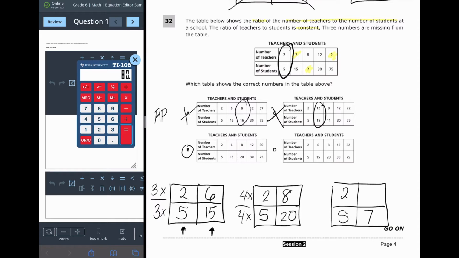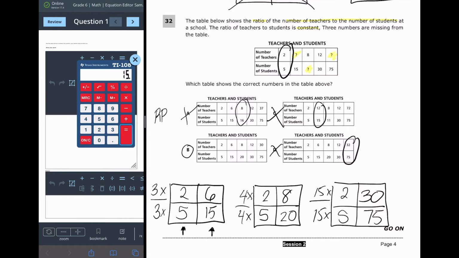2/5 and a blank and 75. Now this one might be trickier. You might not know 5 times what number gives us 75, and that's okay. You have a calculator for that. There you go, 15. So I know my multiplicative relationship is 15 over 15, and 15 times 2 gives us 30. And that is incorrect in D.